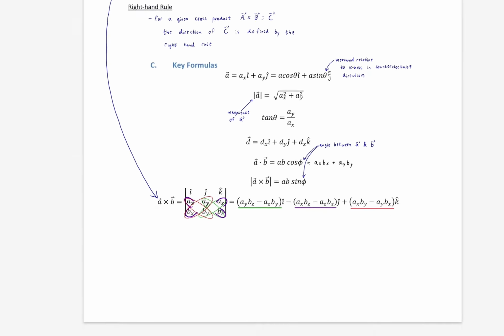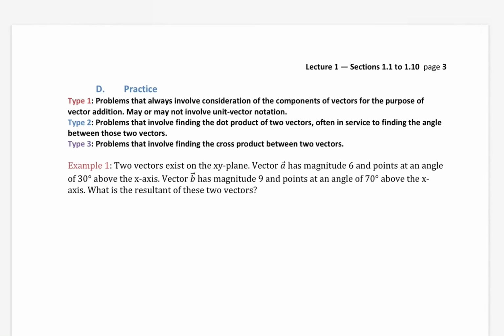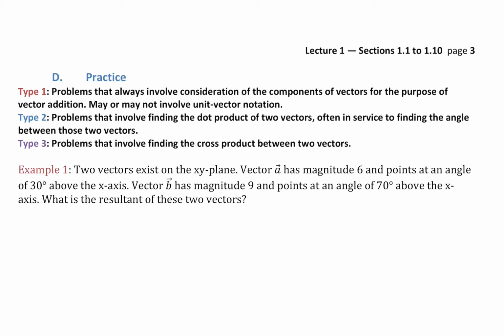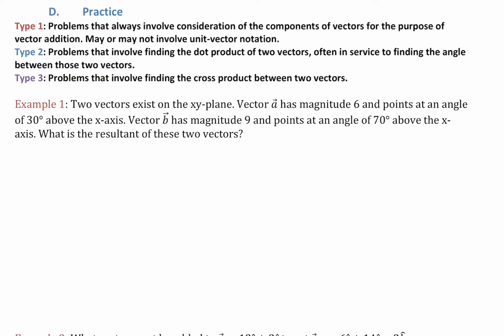All right, let's finally get to some examples, get to some practice. The first few are going to focus on vector addition, and then we'll do multiplication. So there's three types. It's naturally broken up into addition problems, which is type 1, dot product problems, which are type 2, and cross product problems that are type 3. Okay, so let's take a look at example 1.